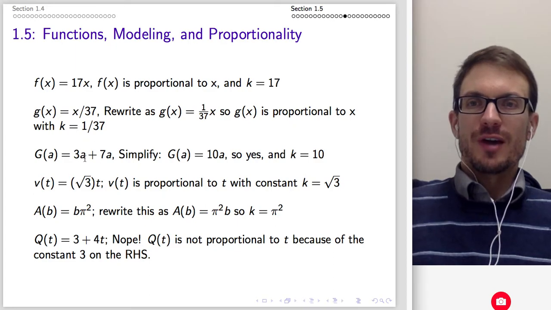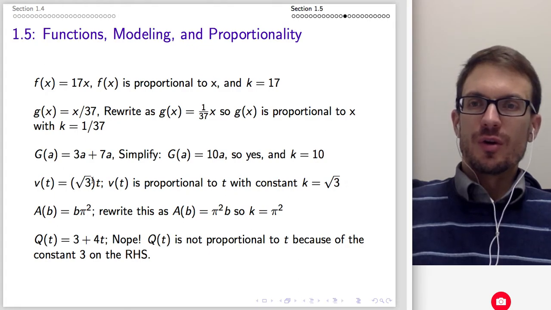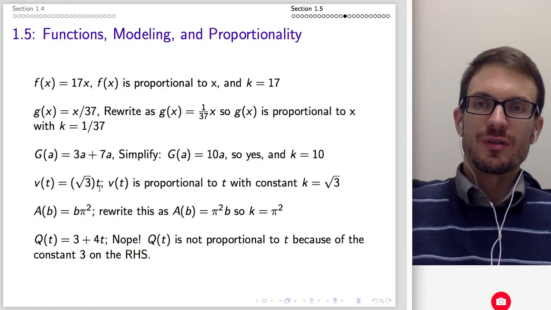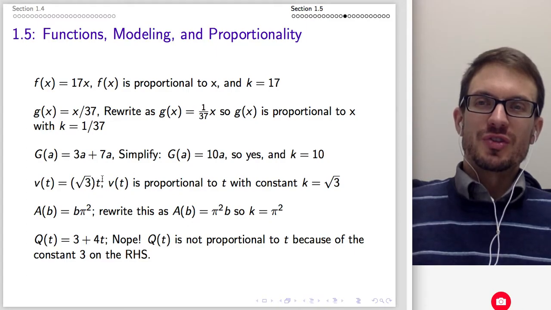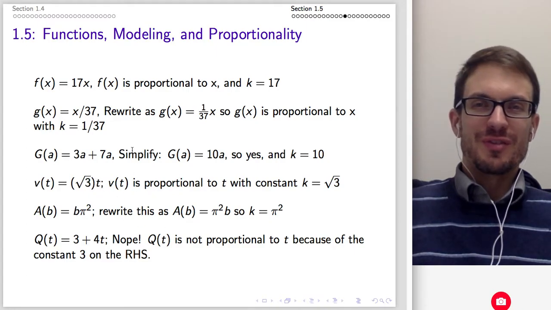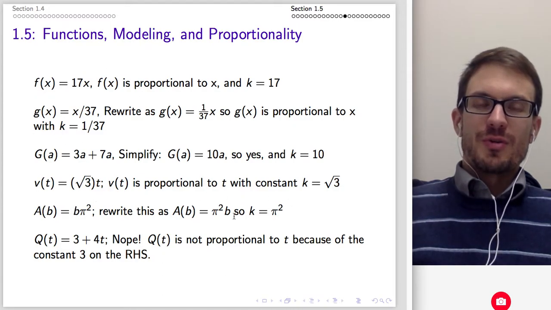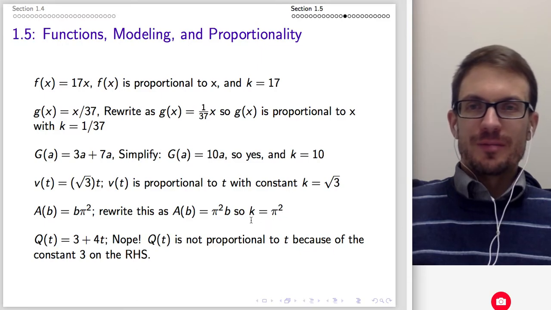Here we have to simplify. Let's collect like terms. So the constant of proportionality is 10. This one's also proportional to t with a constant k equals square root of 3. Notice this square root only goes to the number, so this whole thing is a constant. It doesn't go to the variable. If this is square root of t, we might think about this differently, right? Here, the constant of proportionality, k, is just pi squared.